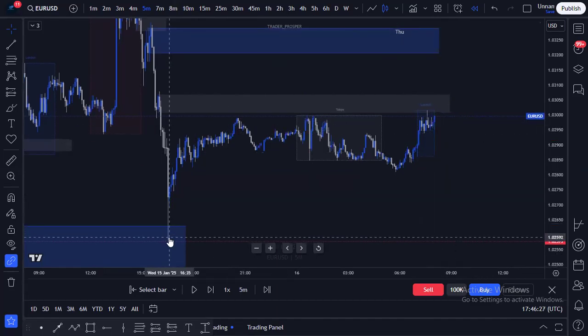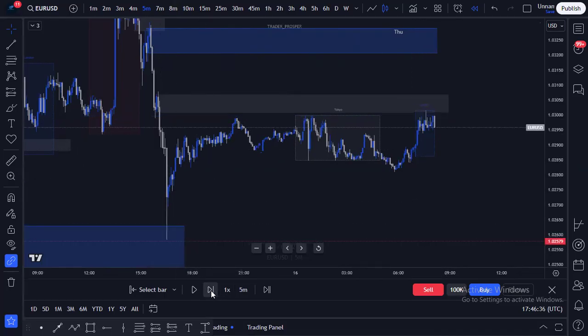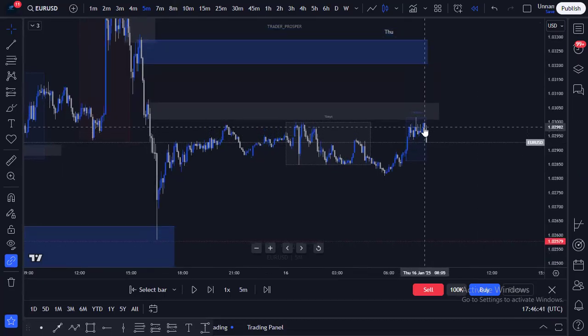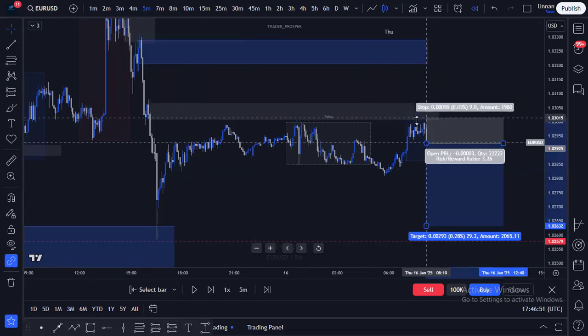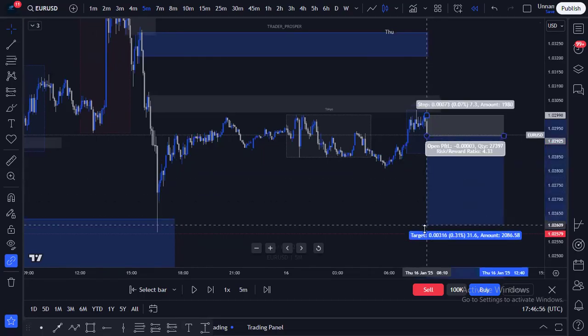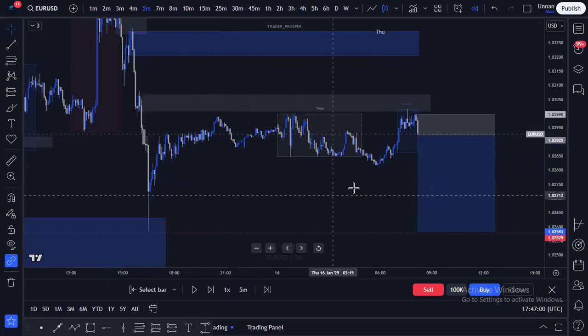And our target was this liquidity, this sell side liquidity at this point here. Now let me play this a bit further. And here price, after a little bit of retracement to the upside, did engulf at that point here. That was where I executed the trade today. And my stop loss was just set at this point here, and my target was at this level of liquidity here.